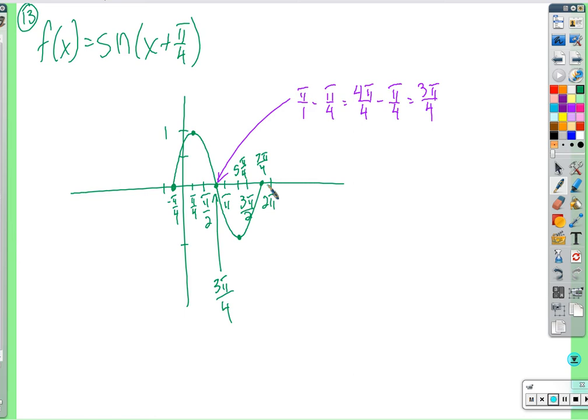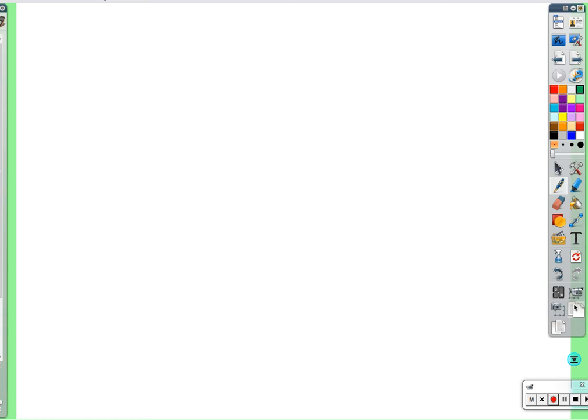More questions? I'm still kind of shaky about how to find the period. How to find the period. Let me pick a problem that has a period defined that's not too high. Such as 20.